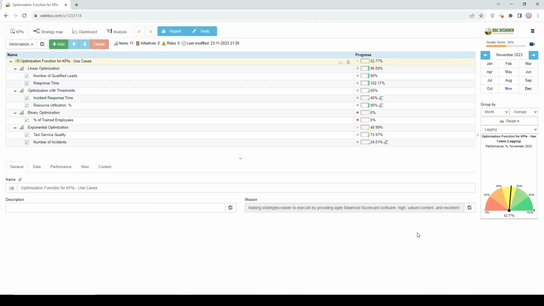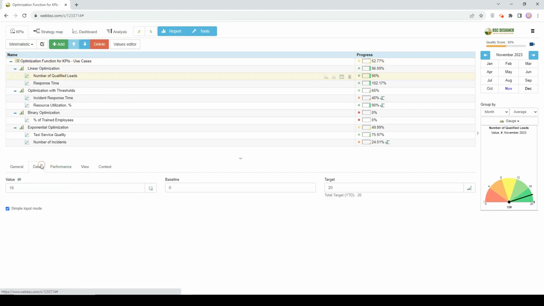In this tutorial, we'll discuss optimization functions for indicators. What is an optimization function, and how does it help calculate the performance of an indicator? Any indicator in BSC Designer has reference points: baseline, the starting state; value, the current state; and target, the desired state.